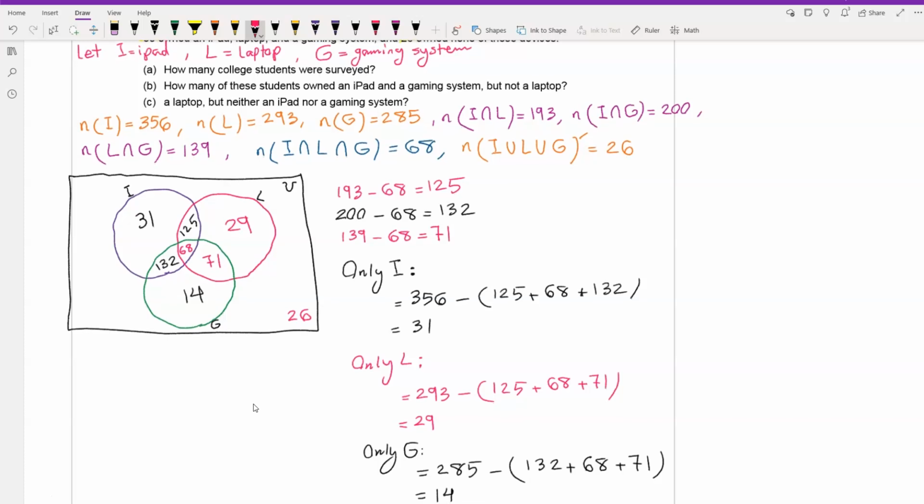Now answering these three questions. Part A, how many college students were surveyed? So part A, we can add all these numbers to find the answer for part A. It's 31, 29. So I'm starting with only iPad, only laptop, only gaming system.